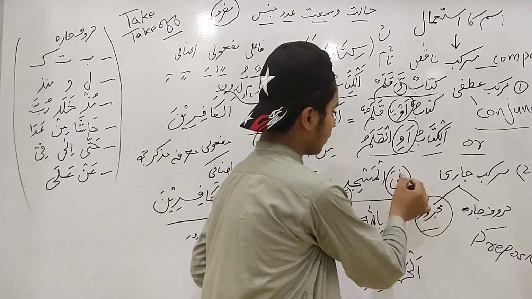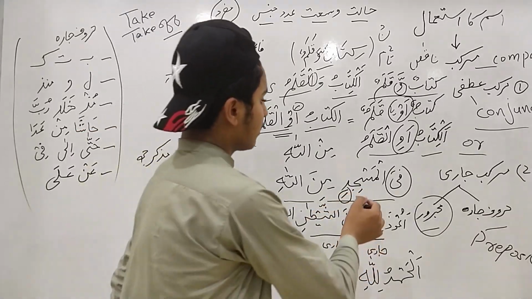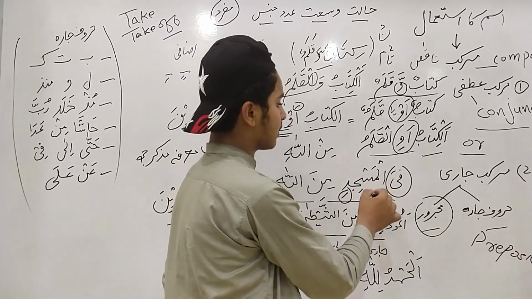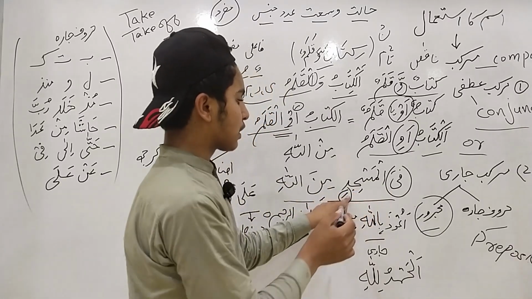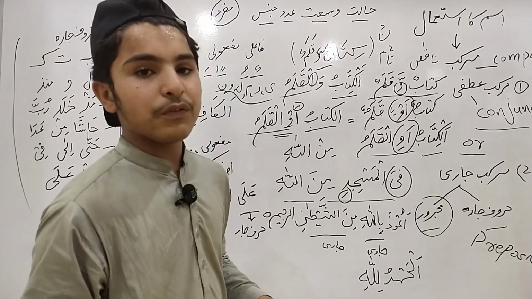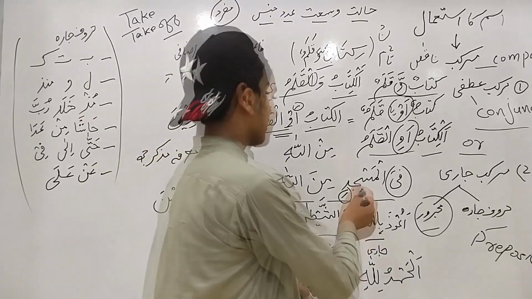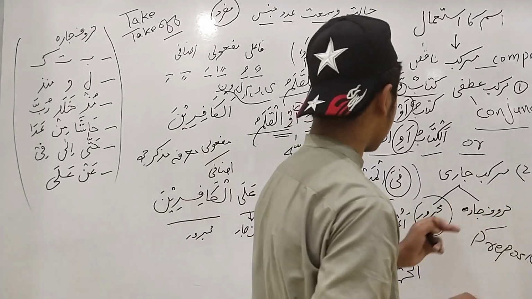Now fi is a preposition, and the word that comes after the preposition is masjid, used for mosque. Here this word becomes majroor. The majroor is such a word which is in izafi halat, which is in the genitive case. Now such a compound is known as Murakkab Jari.